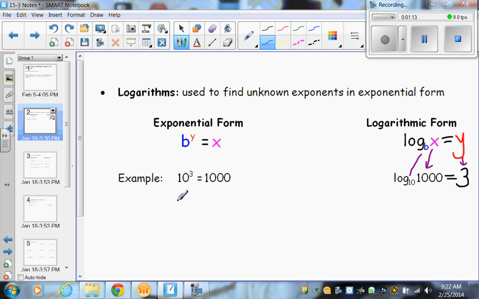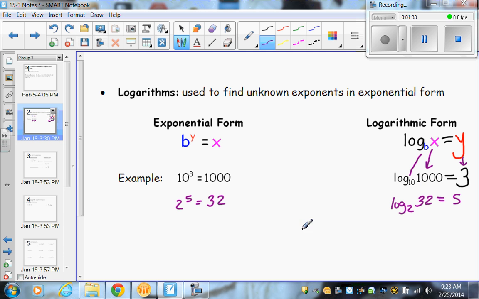Another one, we could say 2 to the fifth is equal to 32. So I could rewrite that as log. The base is 2. The number that it was equal to was 32, and the exponent is 5.